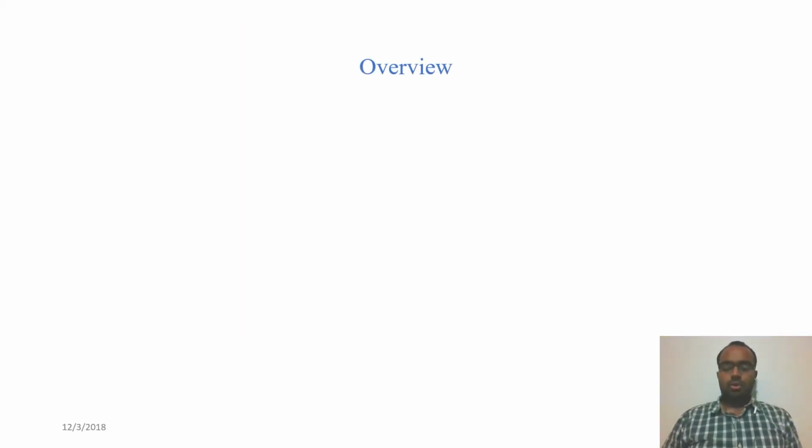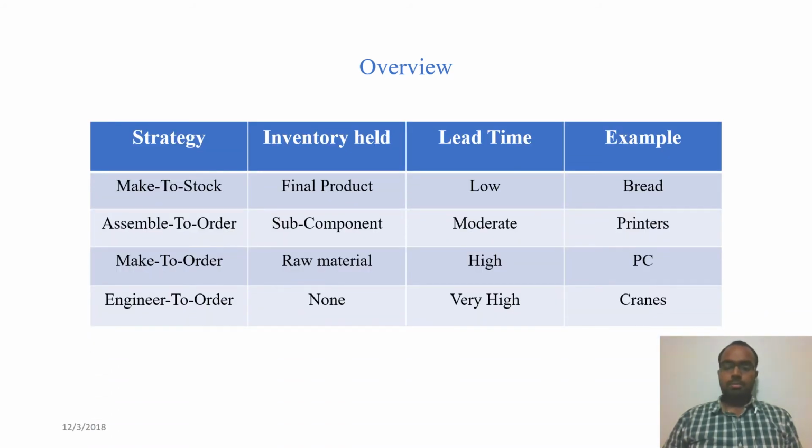Finally, an overview of the 4 different types of manufacturing strategy which we have gone through. The first one, make to stock. We hold the final product inventory, therefore the lead time is low. Whenever a customer order is placed, the final product satisfies the customer's requirements immediately. A typical example for this type of manufacturing strategy is bread.